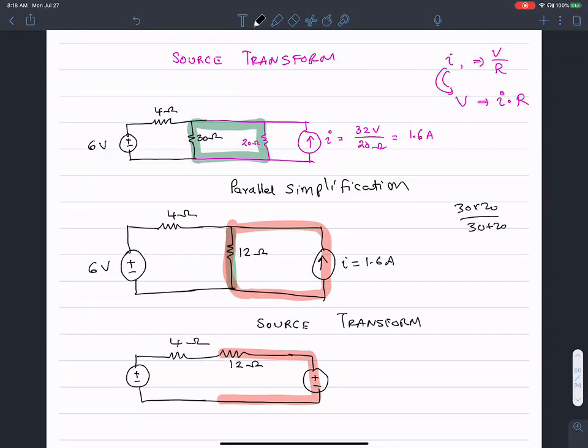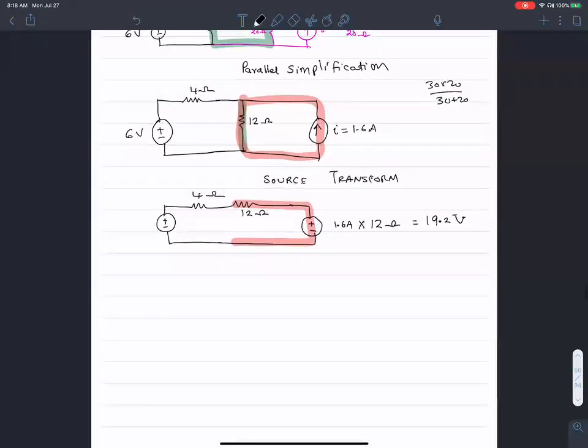And this voltage source is going to be 1.6 amperes multiplied by 12 ohms, which will give you 19.2 volts. Okay, so what we can do next is simplify this into a 16 ohm equivalent circuit, but let's find the current now.